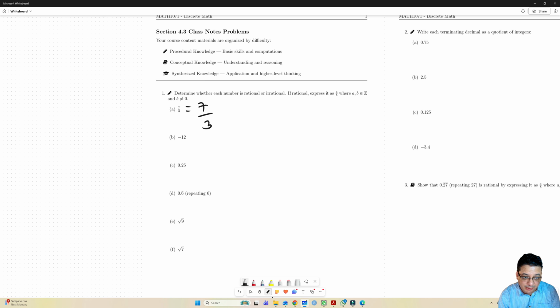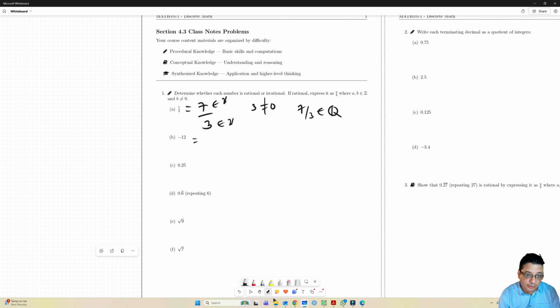Notice that pretty much that's the definition from the first number, 7 over 3. Clearly 7 and 3 are integers, and 3 is different from 0. So it is, by definition, rational. So 7 over 3 belongs to the rational numbers. Minus 12 is also a rational number. You can see this as minus 12 over 1.